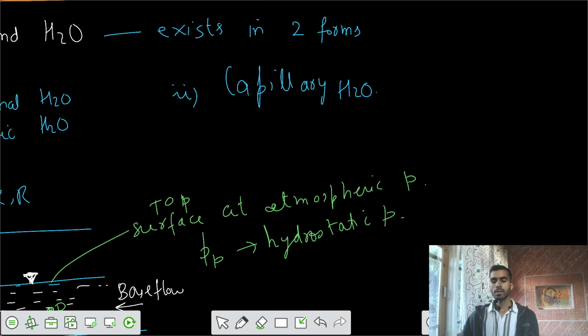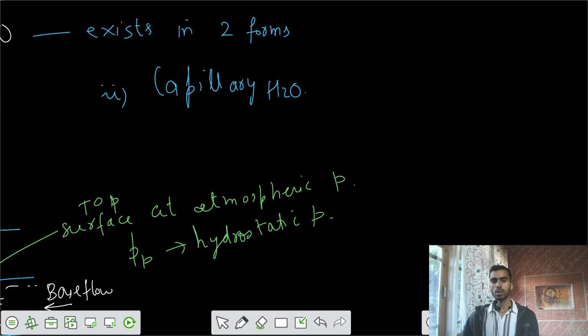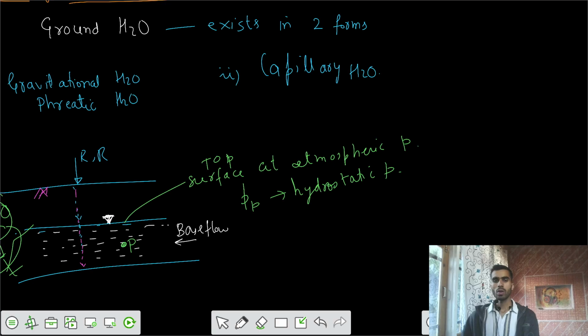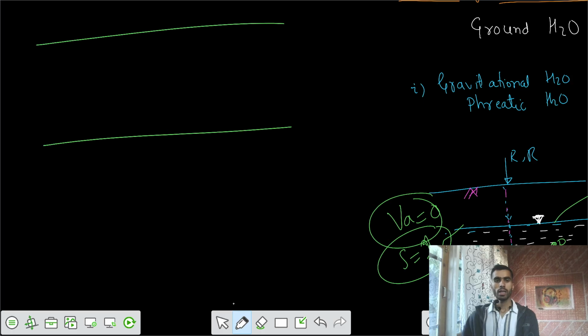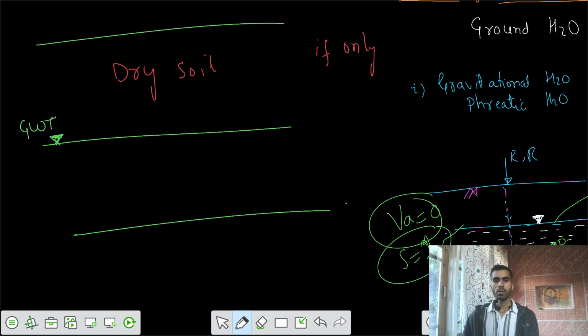The second one is capillary water. If there was only gravitational force in the soil, then there would be a groundwater table somewhere, but the soil above the groundwater table would have been dry.